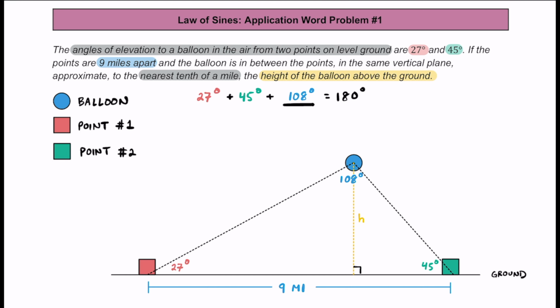While they didn't tell us that directly, that's something we can figure out without doing too much extra work. The reason why it's useful to know that this is 108 degrees up here is because this angle measure is directly across from this side length over here, and so that lets us know that the law of sines is going to be useful here.